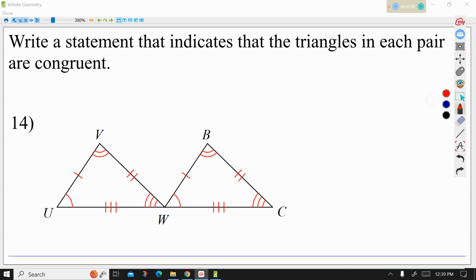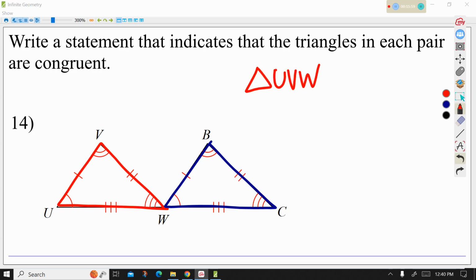Okay, so the first thing I usually tell people is start off by writing one of the triangles. All right, we'll start off by calling this one the red one, and I'll call this one the blue triangle. Okay, I just have to name the red triangle some kind of way. All right, let's call it UVW. Okay, just for this time, we could call it lots of different names, but for now we'll call it that. Okay, also happens to be in alphabetical order, so we like that order too.